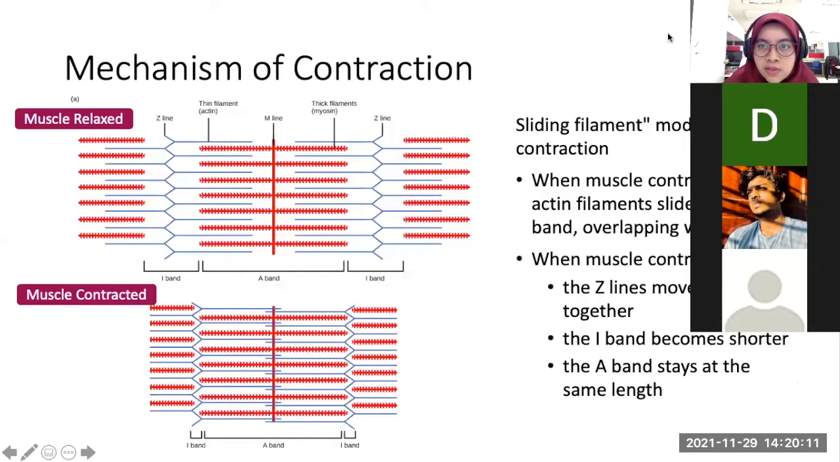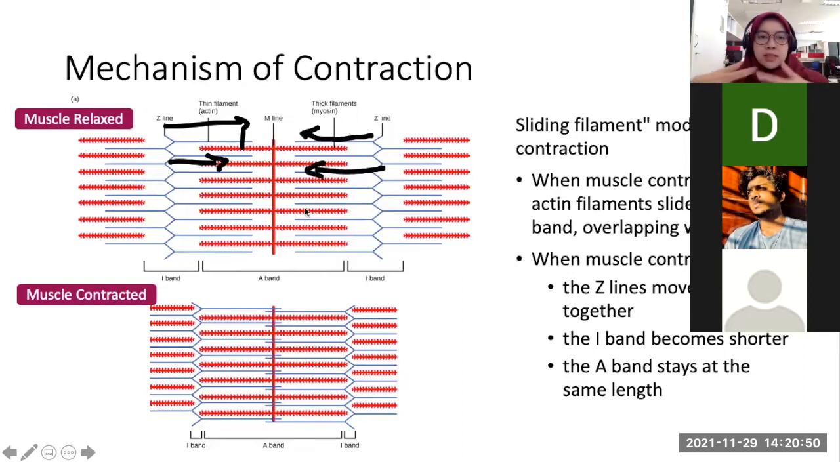Okay, so to give you an overview of what sliding filament theory means, this is the illustration of when our muscles are relaxed. Everything has distance in between them. When the muscle contracts, the actin filaments will slide into the A band, causing them to overlap with myosin. Upon muscle contraction, the actin filaments will slide. This area will slide into the A band, and it will move in that direction. It will contract like this, right?